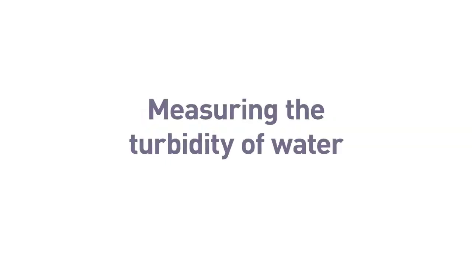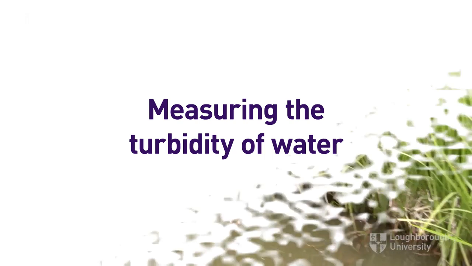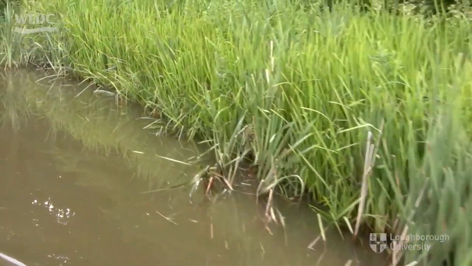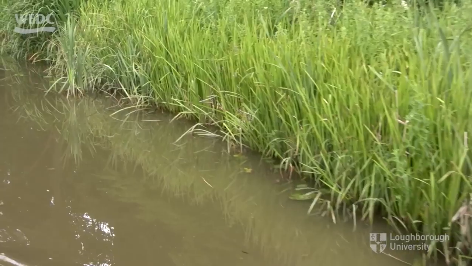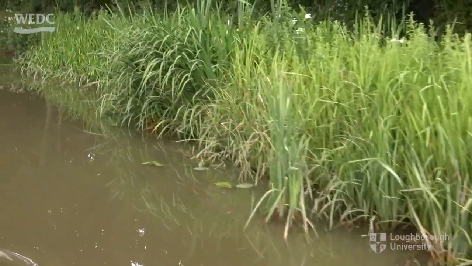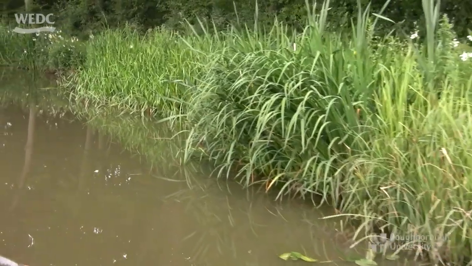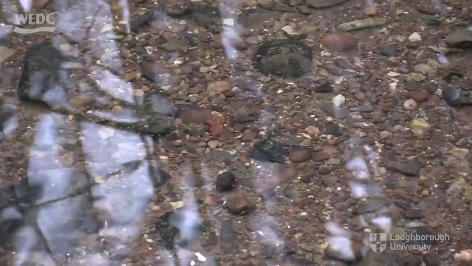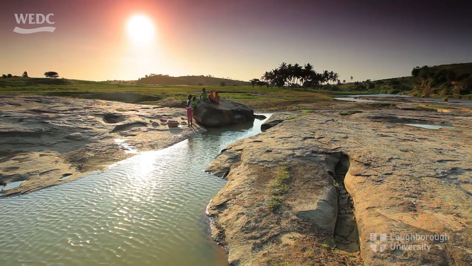Measuring the turbidity of water. Turbidity is the cloudiness of a liquid caused by particles that are usually invisible to the naked eye. Turbidity can vary. Some waters can be very clear, others can be very cloudy.